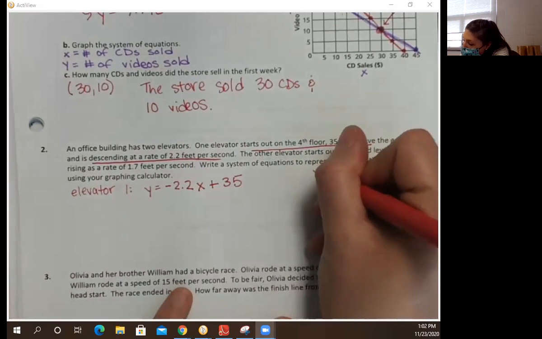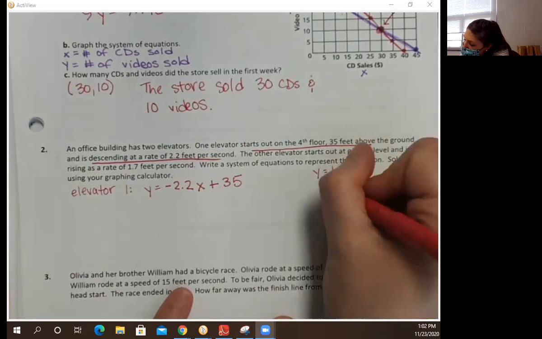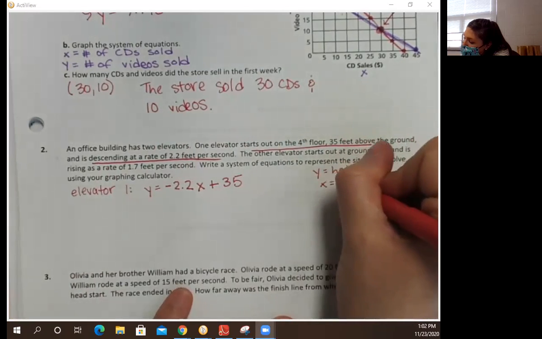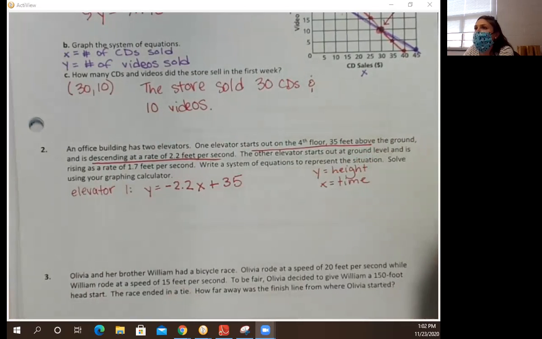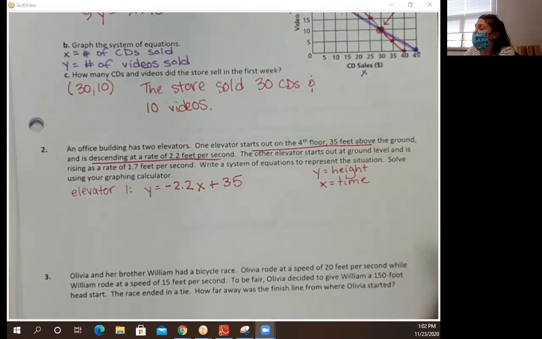For this system, y is the height of my elevator. And I'm using x to represent the time that that elevator has been in motion. How long has it been going up or going down? If you want to use other letters and not x and y when you write your functions, that's fine. But then when we go to graph our functions on the calculator, I'm going to have to switch over my variables to x and y. So that's why I'm just writing them using x and y here, so I don't have to switch them later. So there's my first elevator.